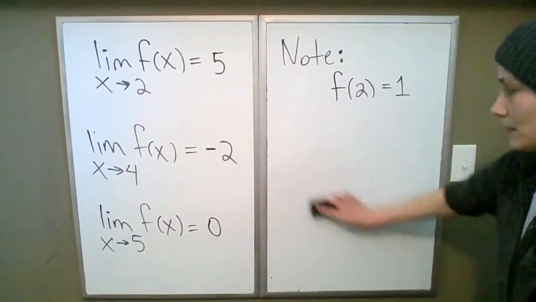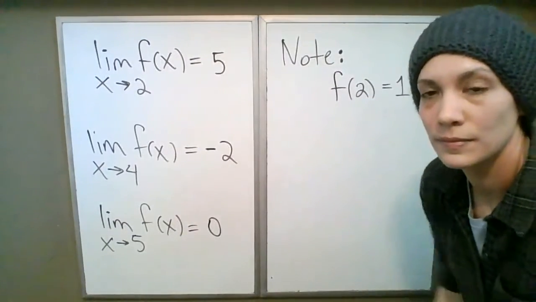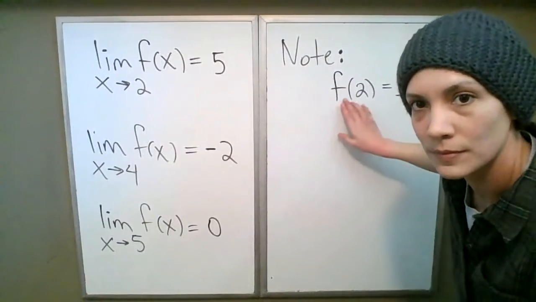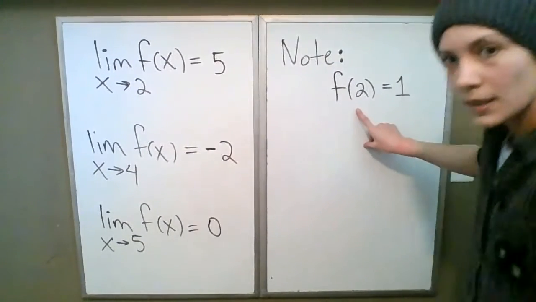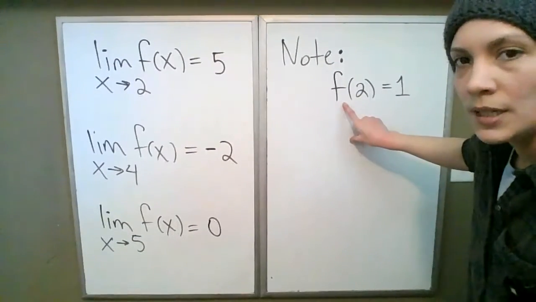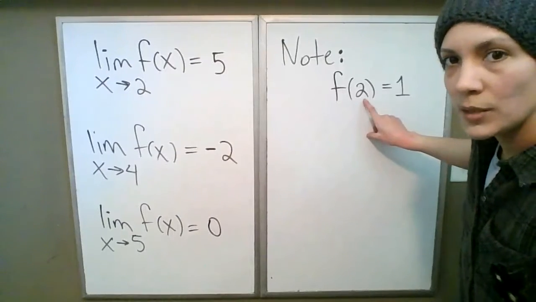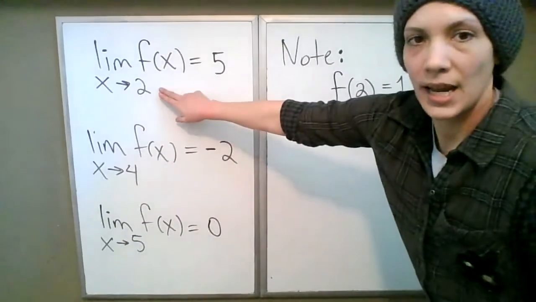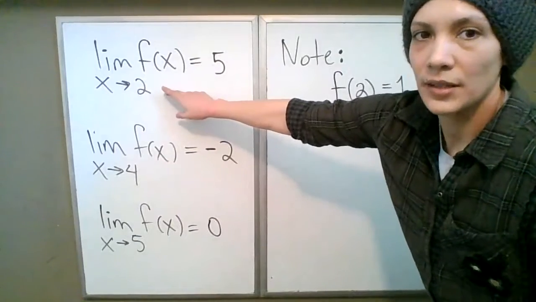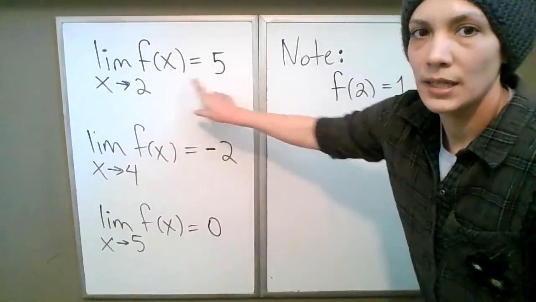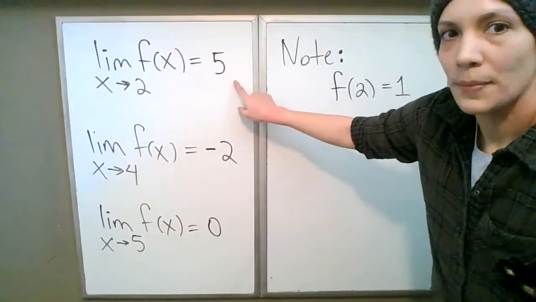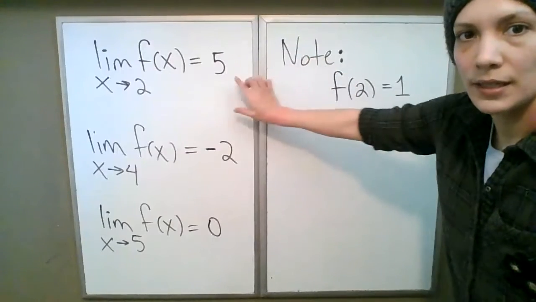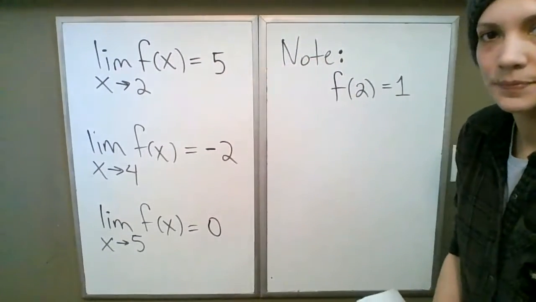Wait, I don't understand the no. What do you mean by no? Your function sends the value of 2 to an output of 1, but the limit at x equals 2, the value that your function approaches at 2, is simply 5. Okay, it's kind of like going with this part here. Got it.